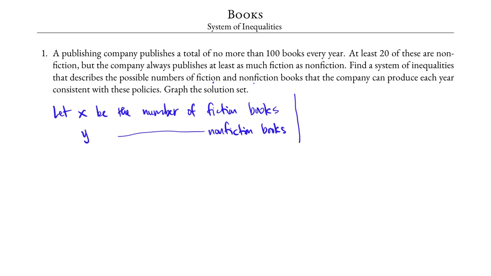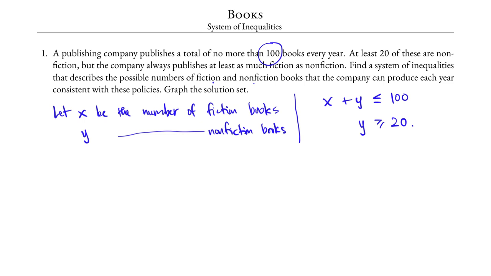Once we defined x and y in terms of the number of fiction and non-fiction books, we see that the company publishes a total of no more than 100 books. This means x plus y has to be less than or equal to 100. Also, at least 20 of these are non-fiction. Non-fiction is y, and so y needs to be greater than or equal to 20. And we have the system of inequalities.